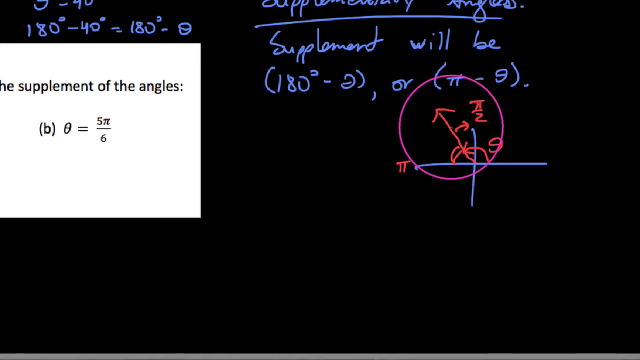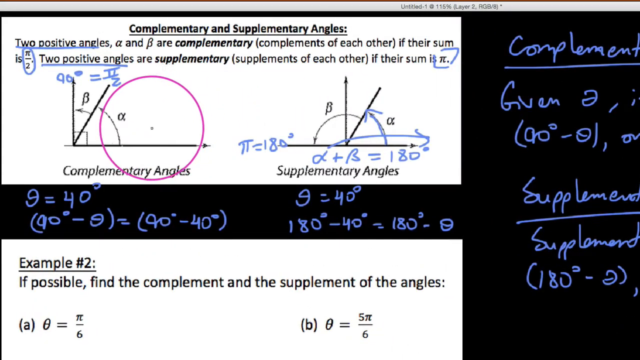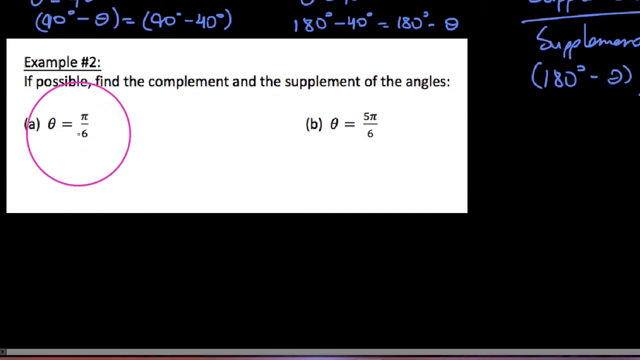So just keep this in mind. There does exist a negative angle that would rotate you back to pi halves, of course, but by definition we say that these are two positive angles that sum to either pi halves or pi. So, if possible, let's find the complement and supplement of these angles here. We say pi sixth.